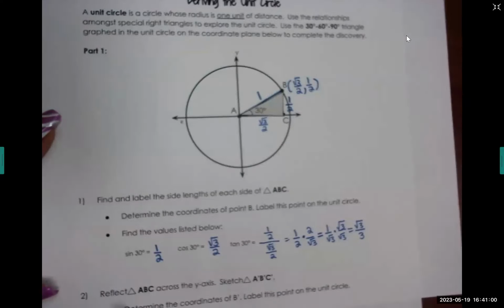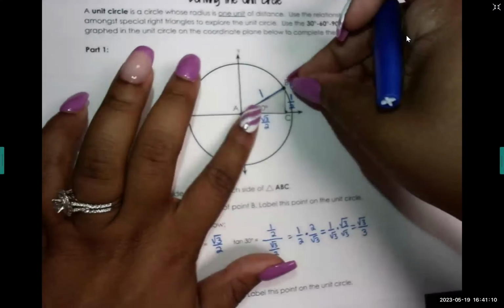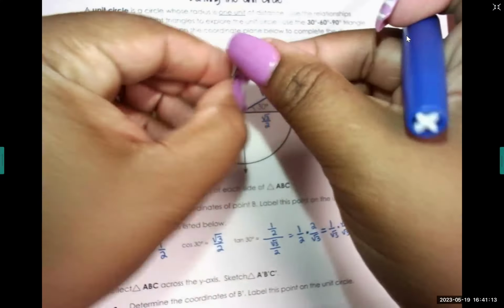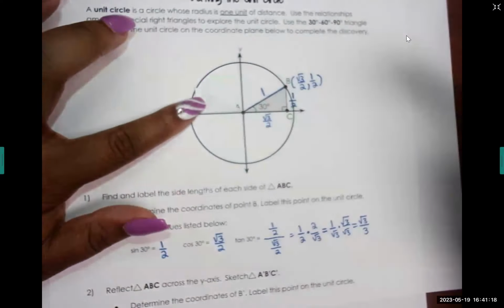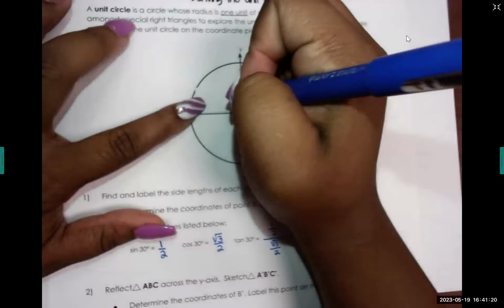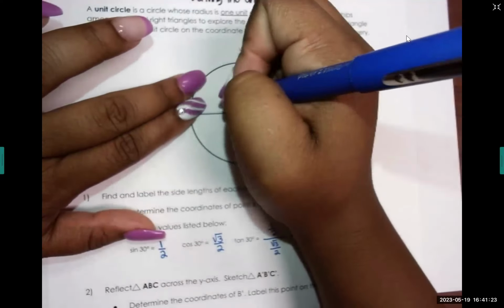The first direction says we're going to reflect triangle ABC across the y-axis, and sketch triangle A prime, B prime, C prime. So I'm going to take this triangle and reflect it across the y-axis like this. Notice when I reflect, I don't see my angle measurements anymore. But if I remember what I know about transformations, I know that the angle size is preserved.